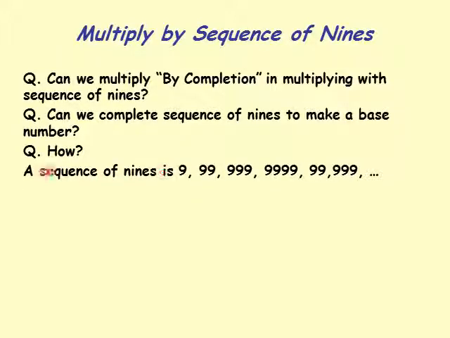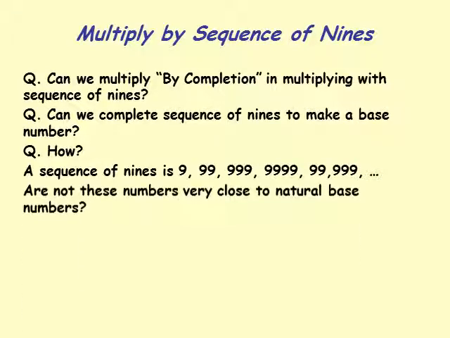Let's look at what a sequence of nines looks like. It is 9, 99, 999, 9,999, 99,999, and so on. Are not these numbers very close to natural base numbers? Is 9 close to the base number 10, 99 close to the base number 100, 999 close to the base number 1000, and so on. So these are very close to base numbers.